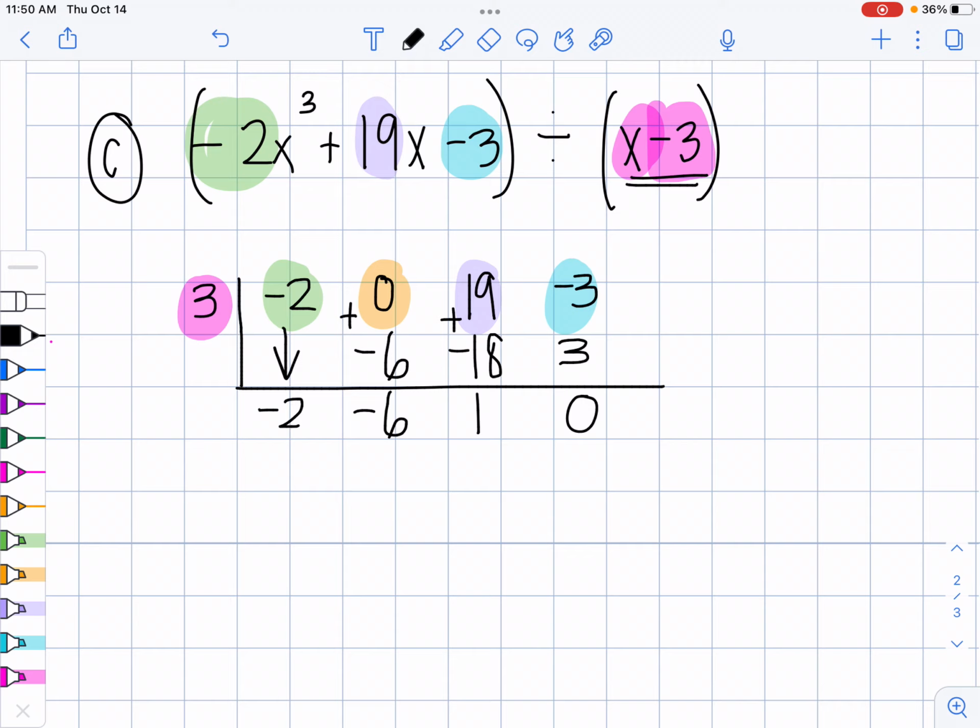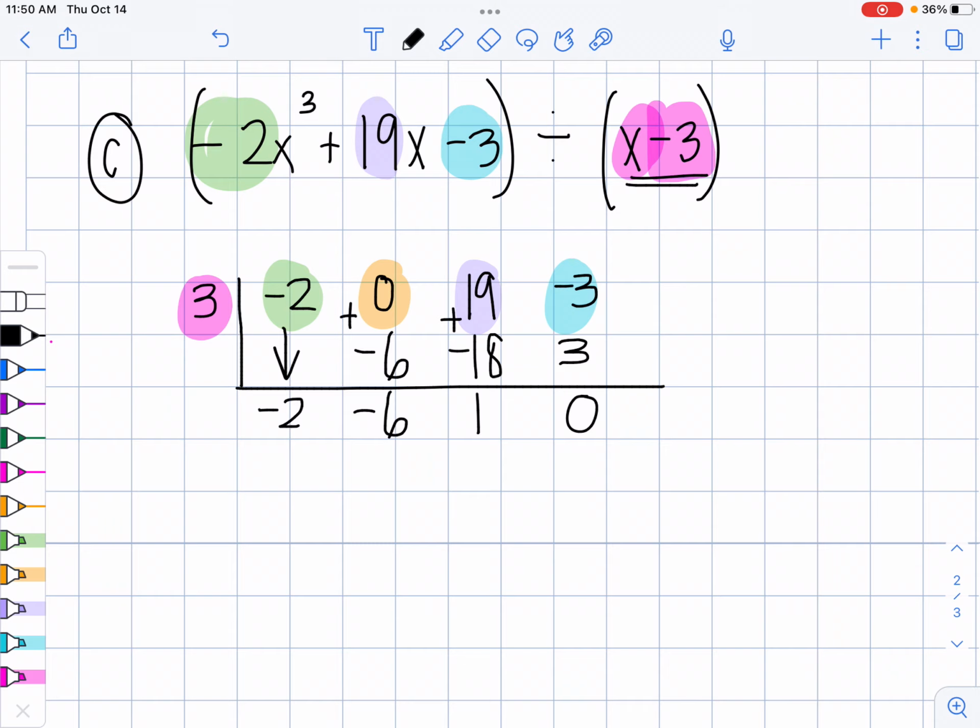This one has no remainder, which is usually what we're looking for. So when you get something like that, that means that this is a 0. And I know we're going to talk about this in another video, but this is a good thing. This is typically what you want when you're doing synthetic division, to get 0 for the remainder.